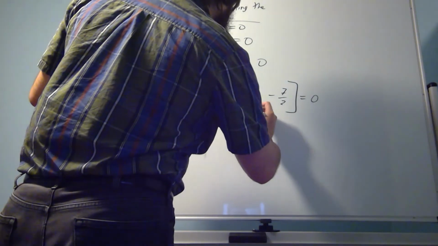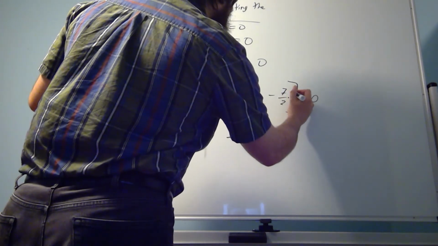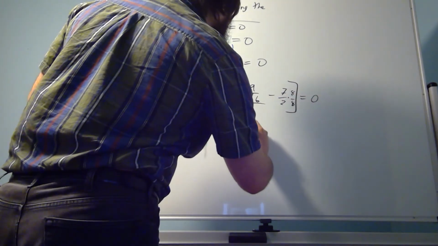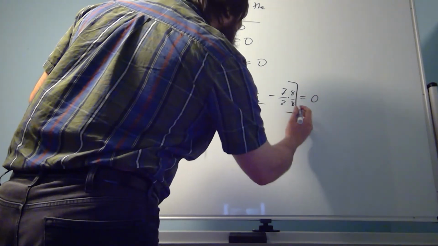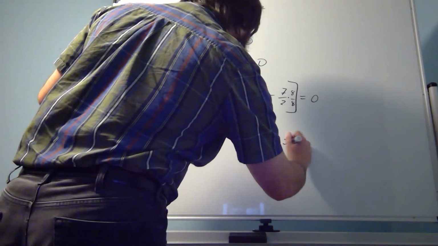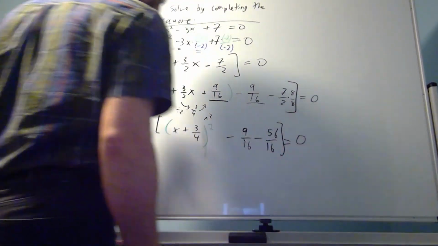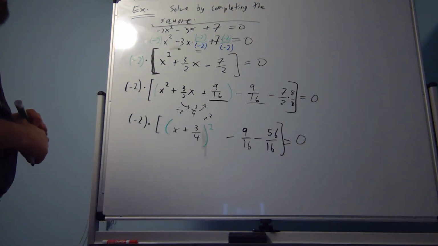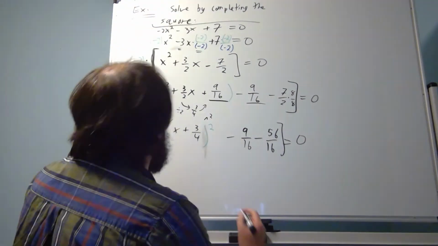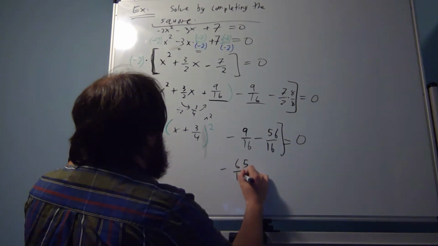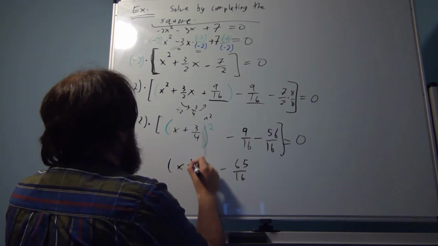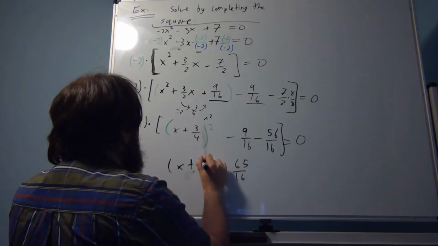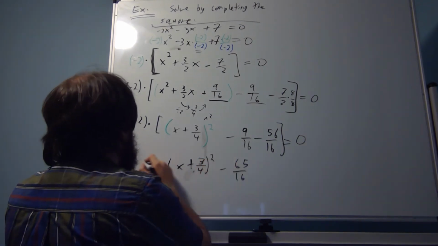We've got a minus, well, let's do a common denominator while we're at it. 8/8. Okay, so 9/16 minus 56/16, and those numbers are a little bit large, but okay. So that's 65/16. Sorry, that's a plus 3/4 squared.